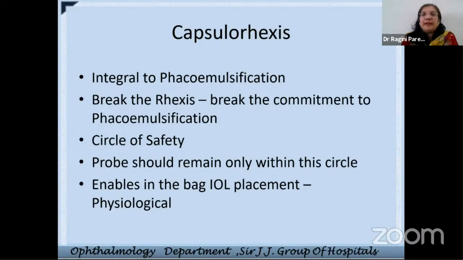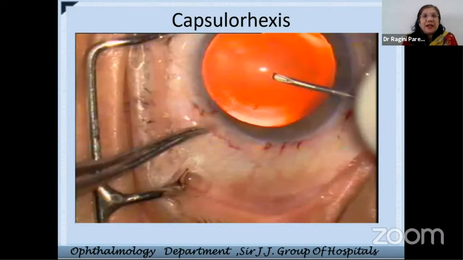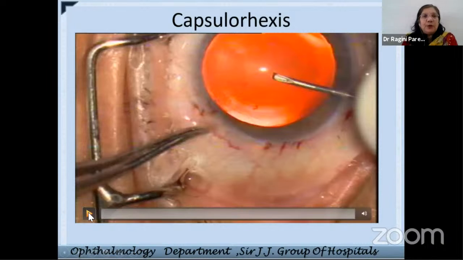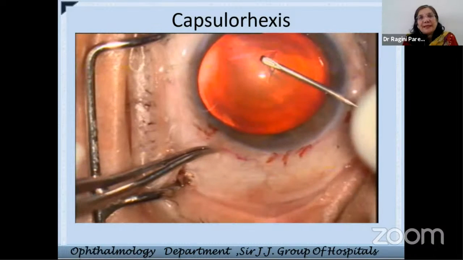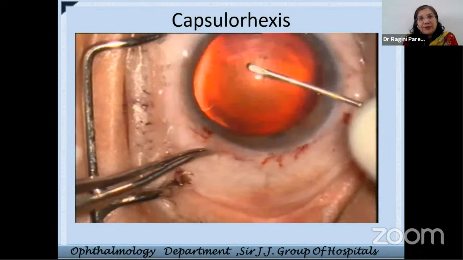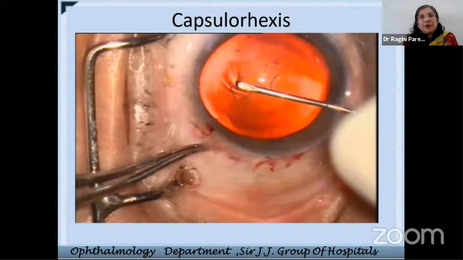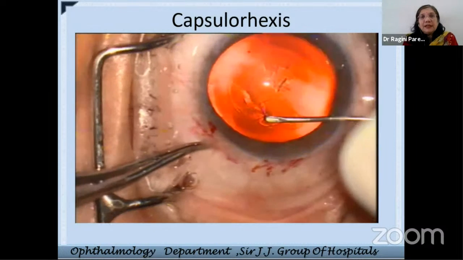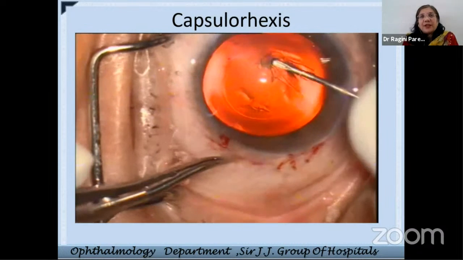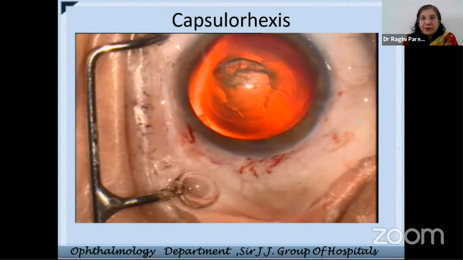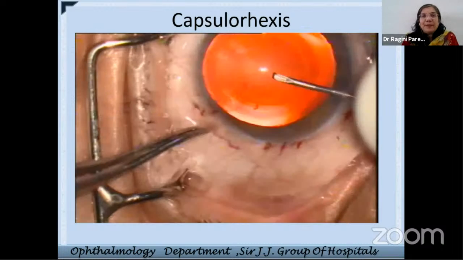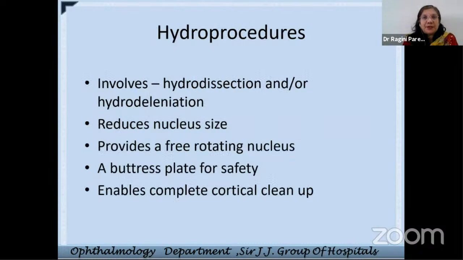It enables the in-the-bag IOL, which is also the physiological position. So the capsular axis is a must. As you can see over here in this video, a well-dilated pupil, a great glow, and you can use the 26 number needle or the Utrata forceps, whichever is comfortable, to make a good rhexis. The rhexis should be such that it just covers the optic and it is well centered and circular. So the rhexis is extremely important in a good phacoemulsification.